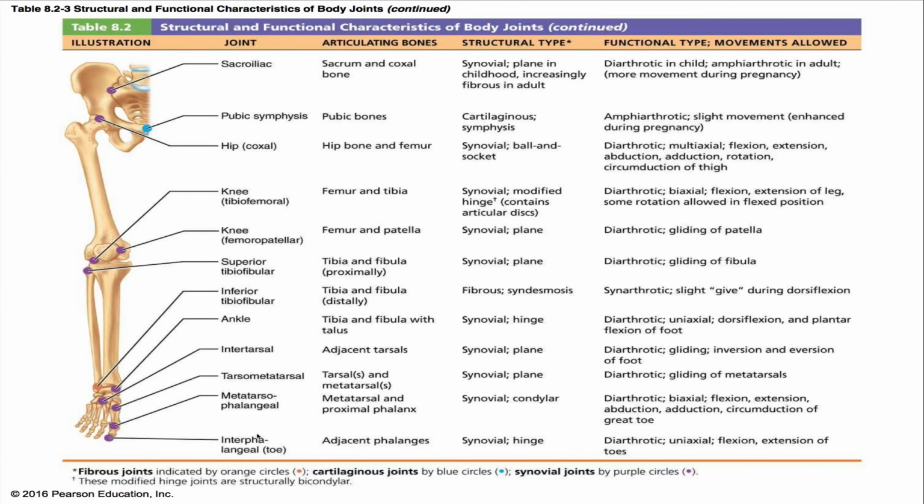Now, the interphalangeal joints we have here are the adjacent phalanges. And what we have here is a synovial hinge joint. It's diarthrotic. You have uniaxial motion here, flexion and extension of your toes.